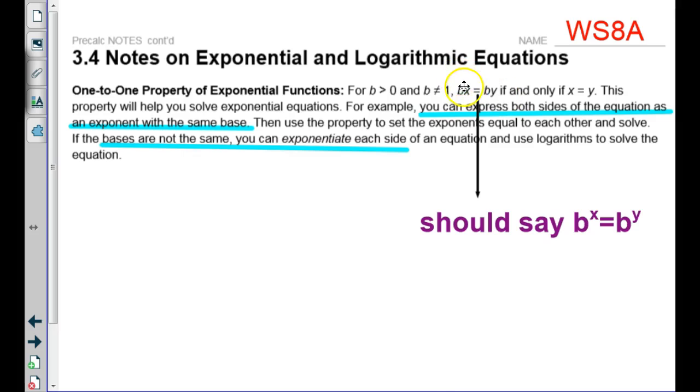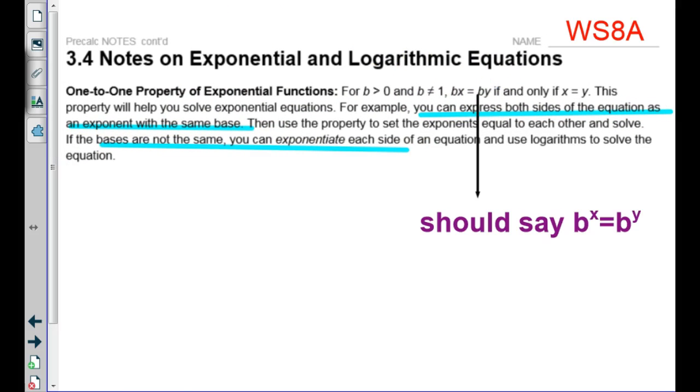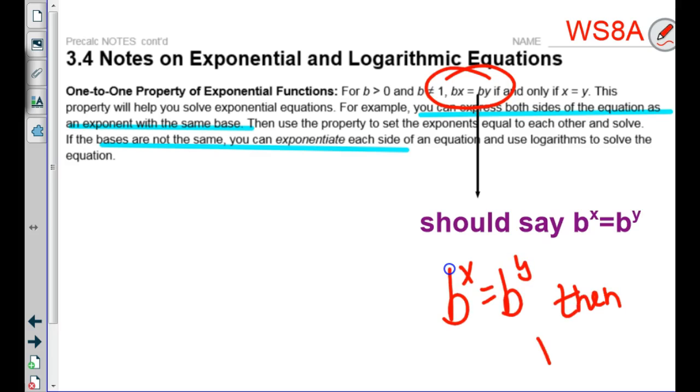At the very top right here, it says the one-to-one property says, and this right here should say, if b to the x equals b to the y, then x equals y, okay? There's a typo. It's not written as an exponent on your sheet. So if we can rewrite things so that they have the same base, then we can just set their exponents equal to each other.